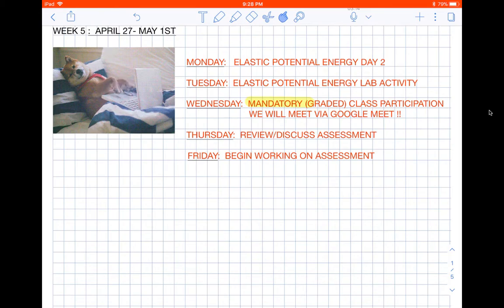On Thursday, we'll begin our review and discussion of simple harmonic motion and the assessment. On Friday, we'll begin working on the assessment. Again, a warning, this assessment will look different than our previous assessments. We'll talk about how it will be graded and the options that you have when we get there.